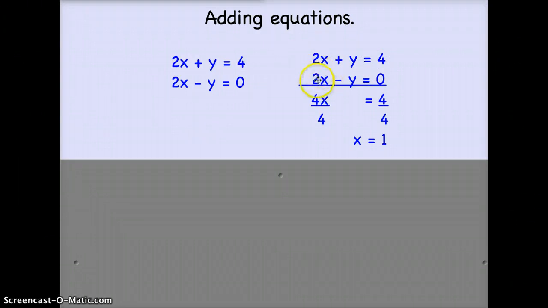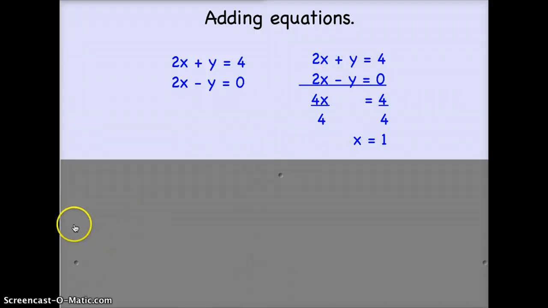So I'm going to add my like terms. 2x plus 2x gives me 4x. Positive y plus negative y is equal to 0, so my y's cancel. And 4 plus 0 is 4. So now I have 4x equals 4. I can now solve for x because my y is canceled. So if I divide 4 on both sides, I get x equals 1. This is going to lead us into how to solve a system of linear equations through elimination. Because this y value canceled, we were able to find the x value.